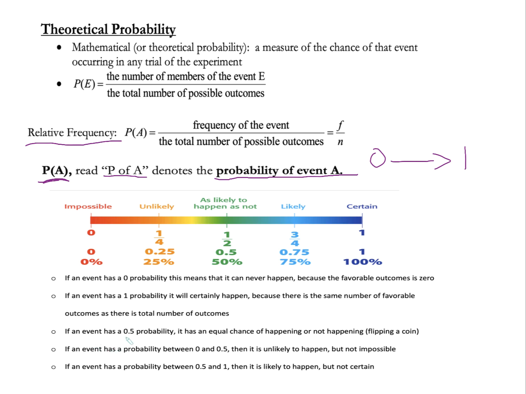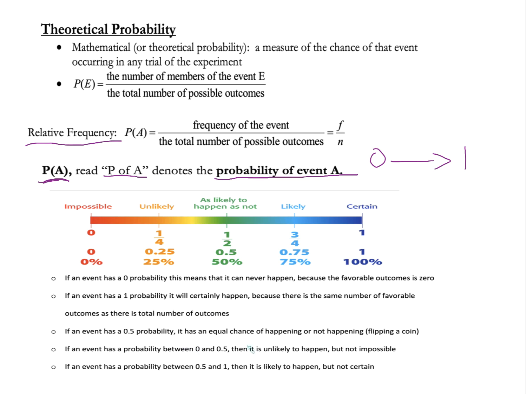Now, if an event has a probability of a half, it means that you have an equal chance of it happening. An example of that would be flipping a coin. You can get heads or you can get tails. It's a 50-50 chance.